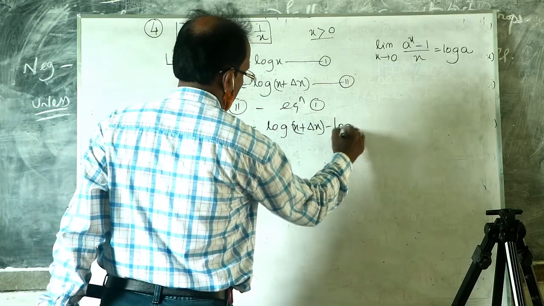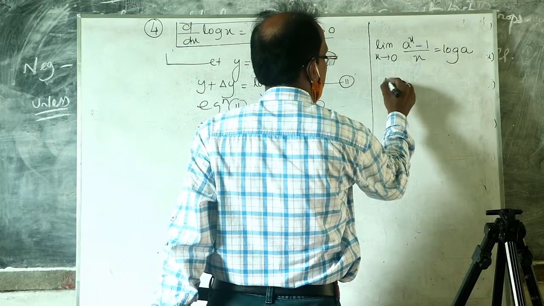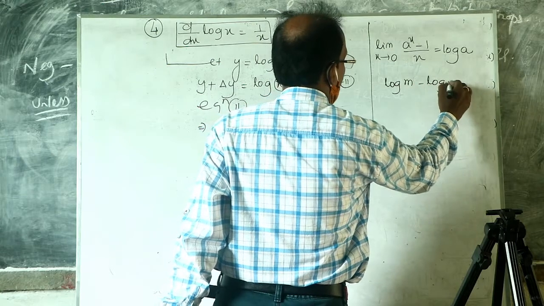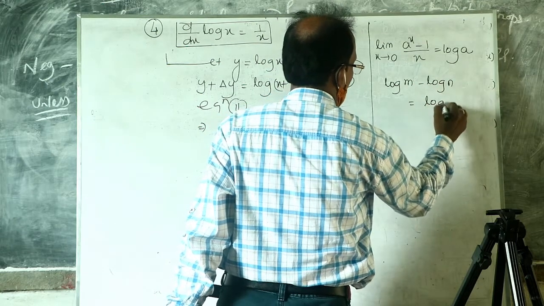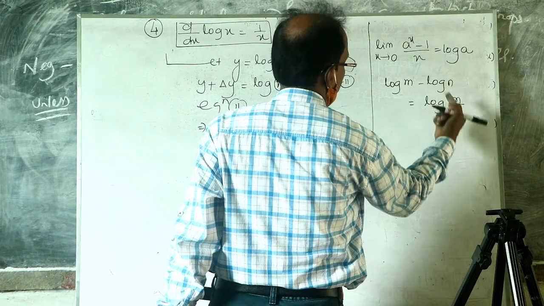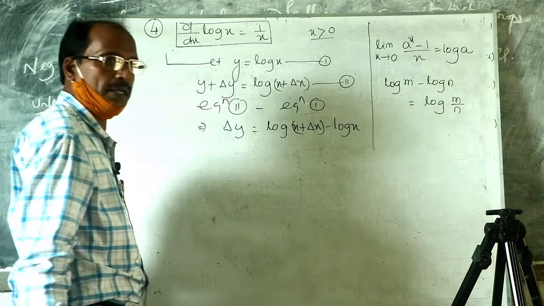minus log x. There is a formula in logarithms that log m minus log n can be written as log of m by n to the same base. Suppose this is base a, this is base a, or suppose this is base b, then log base b.